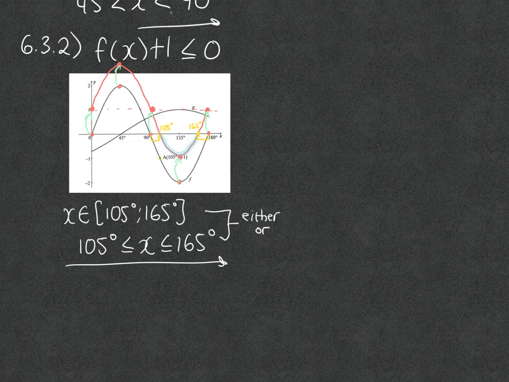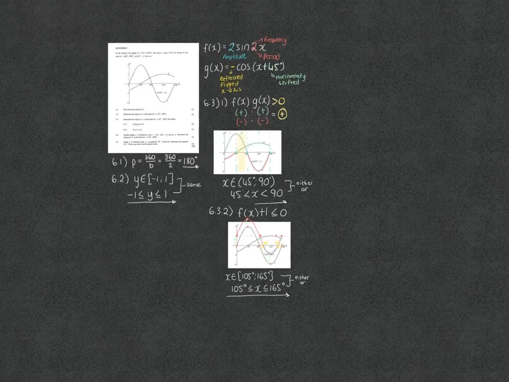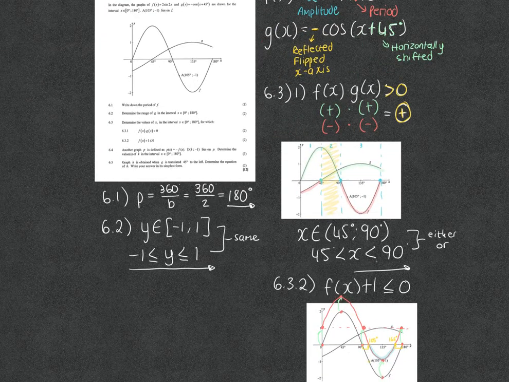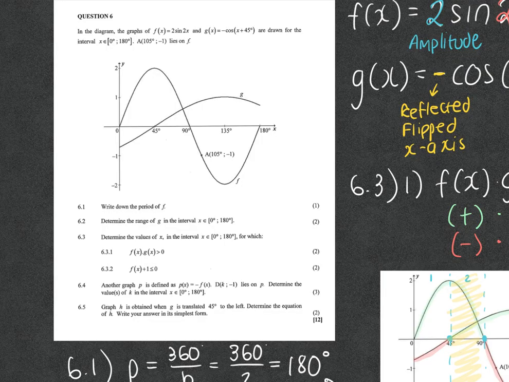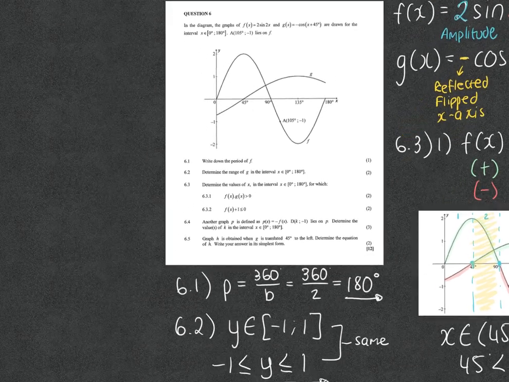Either or. And that is your answer for 6.3.2. Okay, on to 6.4. Let's have a look and see what they've given us here. Another graph P is defined as P of x equals minus f of x. D, K, and minus 1 lies on P. Determine the values of K in the interval of 0 to 180.